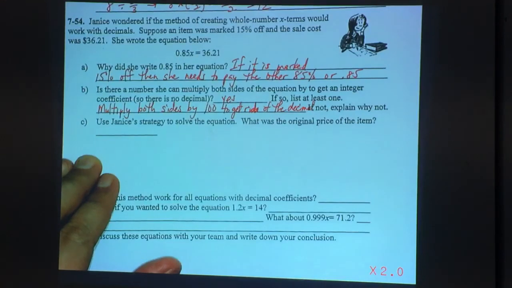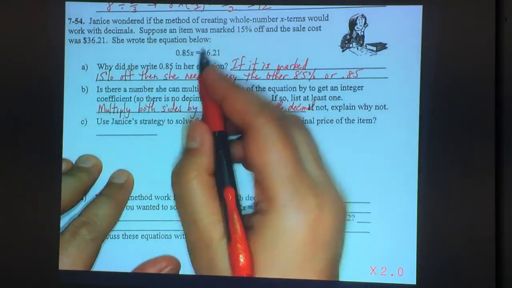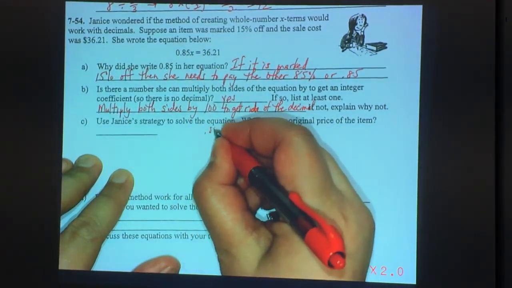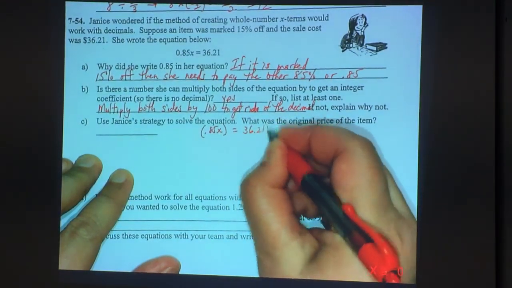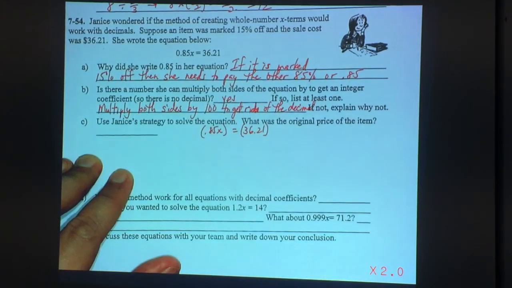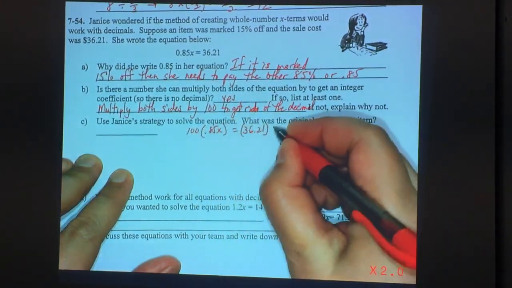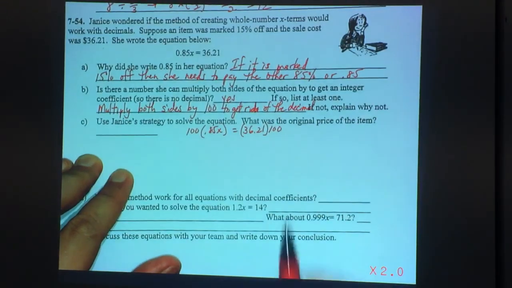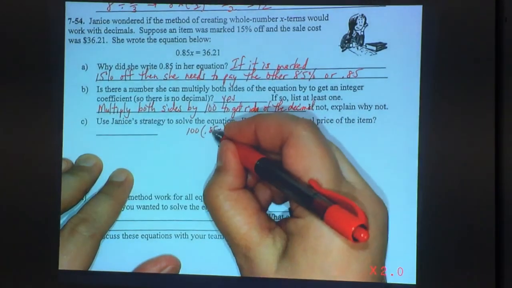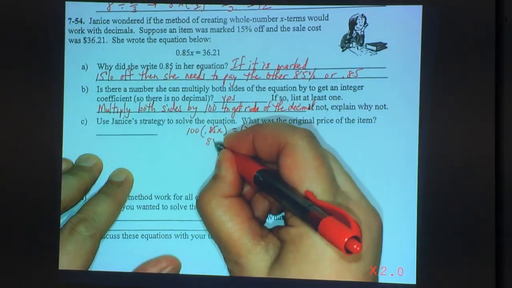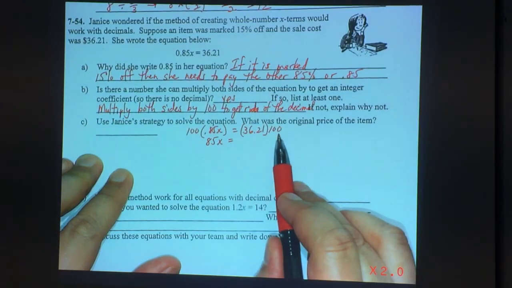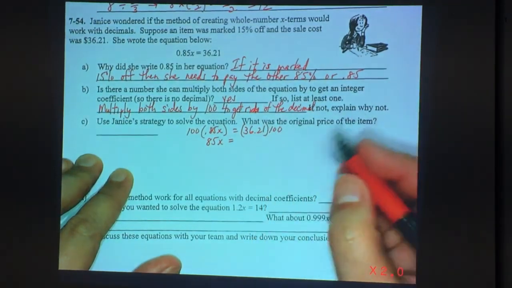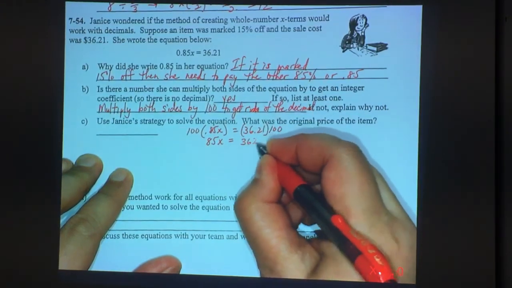Okay. Use Genesis strategy to solve the equation. What was the original price of the item? Okay, so here's her original up here. So she has 0.85x, put parentheses around the original, equals 36.21. Okay, we said in B that we're going to multiply both sides by 100. So if I multiply this 0.85 by 100, it moves 2 places, so this just becomes 85x. What happens if I take 36.21 and multiply that by 100? That decimal moves 2 places to the right. So 3,621. Woo, that's a big number.